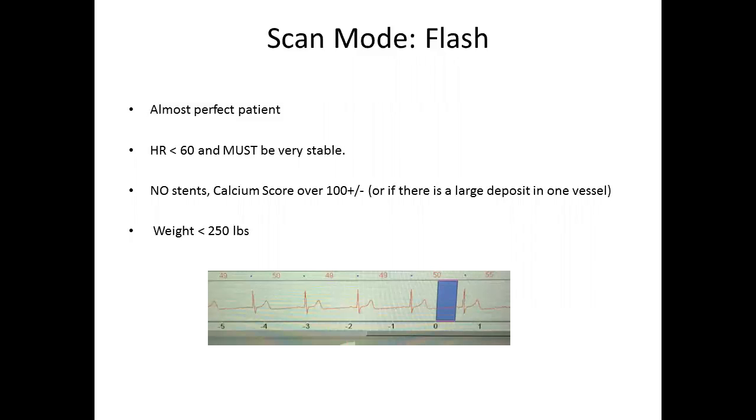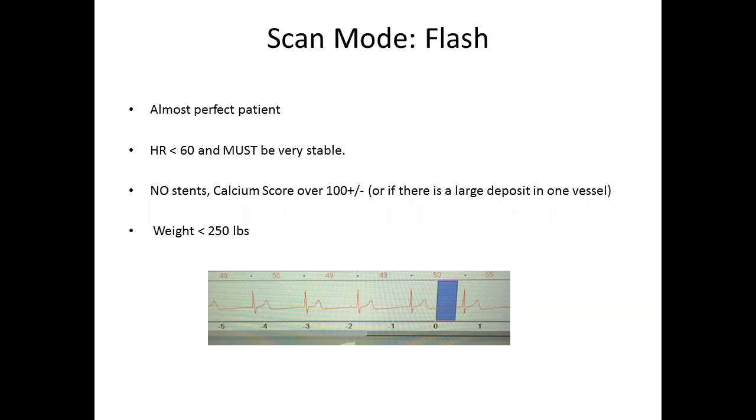Okay, so this is flash. This is what I try to get all of my patients to, but the patient has to be almost perfect. So what does that mean? Those 3 things that we talked about: body size, heart rate, calcification. Same things apply. Heart rate has to be below 60 and must be very stable, and we'll talk about why. No stents. Calcium score, you can have a little bit of calcium, but if you've got more calcium, you can't do this. And then the patient can't be too big.